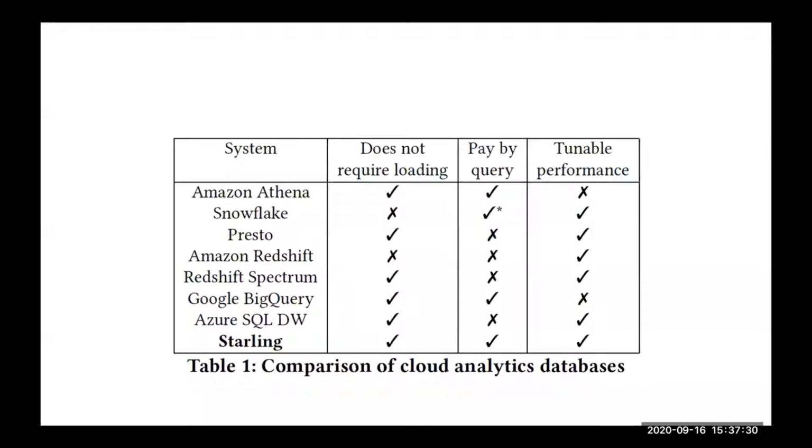Starling bases its advantages on three different properties. The first one is loading. Loading is when you have data in some internal format, not just proprietary, but any internal format that the system needs to take advantage of in order to run queries efficiently and at a high speed, for example.